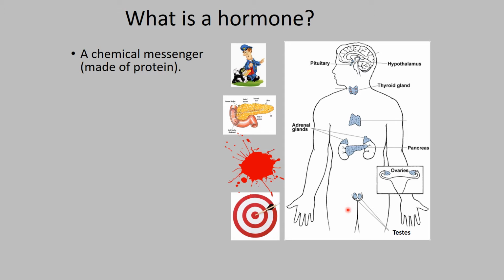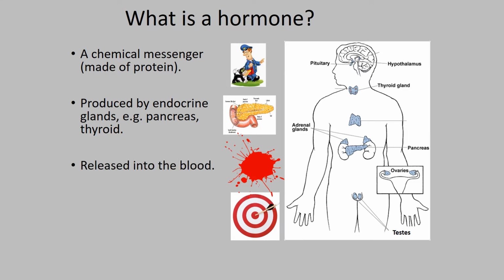So our first point would be that it's a chemical messenger. It's made of protein. The second is that it's produced by endocrine glands, and so we can see all the examples in this image here. And here we've got the pancreas, which we're going to be focusing on today. It is, of course, released into the blood and transported around the body in the blood, in the plasma, if we want to be specific. And it has a specific effect on a target organ, as we will be learning about in a bit more detail with controlled blood glucose today.